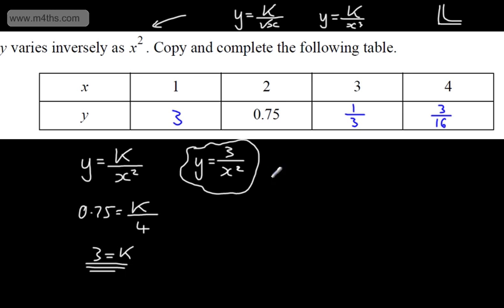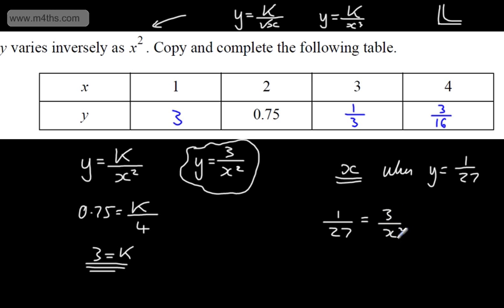If you wanted, you could do, let's make quite a different one. Let's say we were now asked to find the value of x. So we want to find x when y is going to be equal to 1 over 27. So let's see what we get. So we could say now that 1 over 27 is equal to 3 over x squared.